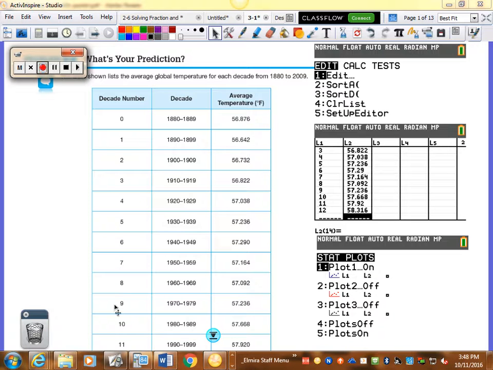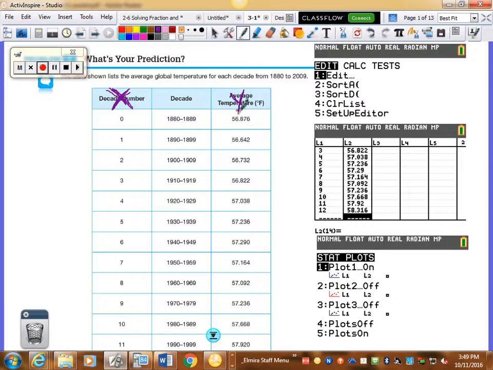Now you notice this has three columns of data. The decade number represents your x, and the average temperature, let me make that look better. That's what I get for writing with the mouse, is x, and your average temperature represents the y.